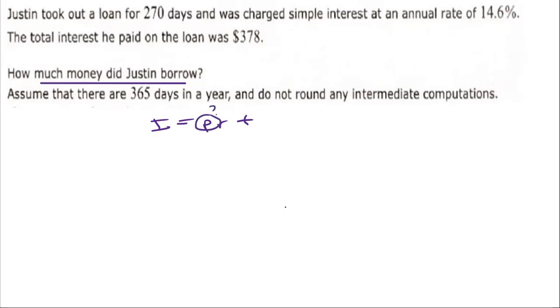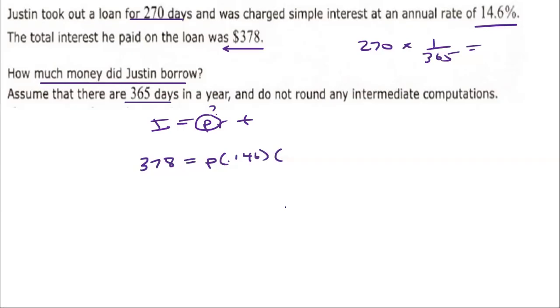Okay, so it says here the total interest he paid was 378. So 378 is going to be for I. I don't know what P is. That's what we're looking for. R is 14.6%, so that's 0.146. And then T says 270 days. Assume that there are 365 days in a year, so that's going to be 270 multiplied by 1 over 365, or 270 over 365. So that's going to be our time.